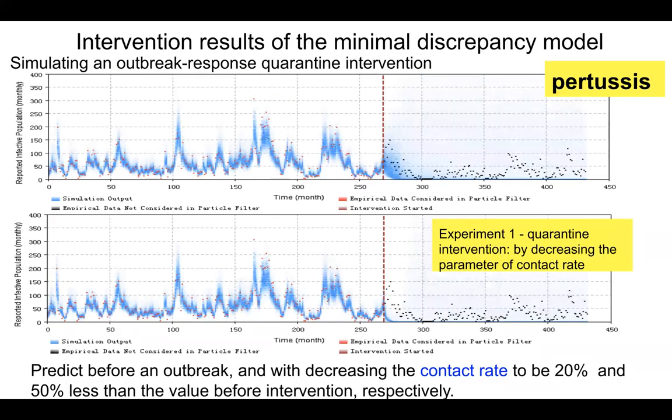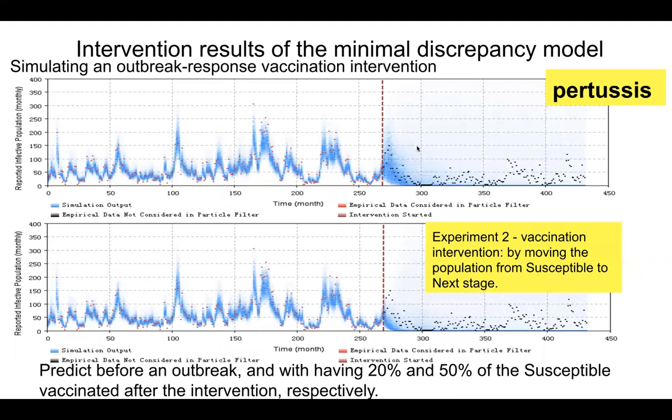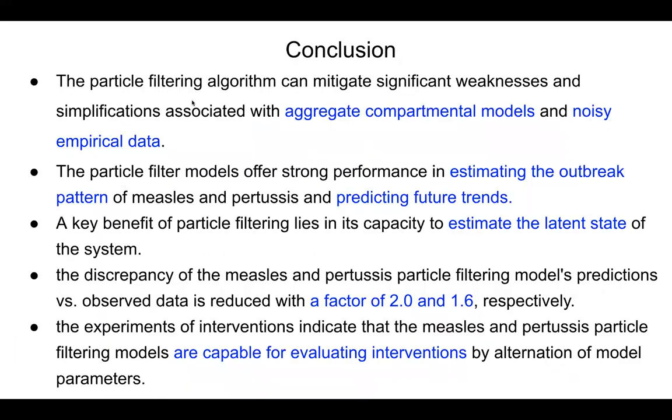Okay, so there are also two very similar intervention results, similar to the measles model, so I will not take much time to introduce this. The first experiment simulated the quarantine intervention by decreasing the contact rate parameter. And the second one uses the particle filtering model to simulate the vaccination intervention by moving the population in the susceptible or the recovered one, recovered two stage compartment, to the next stage. With this very simple trick, we can use the particle filtering pertussis model to simulate intervention scenarios.